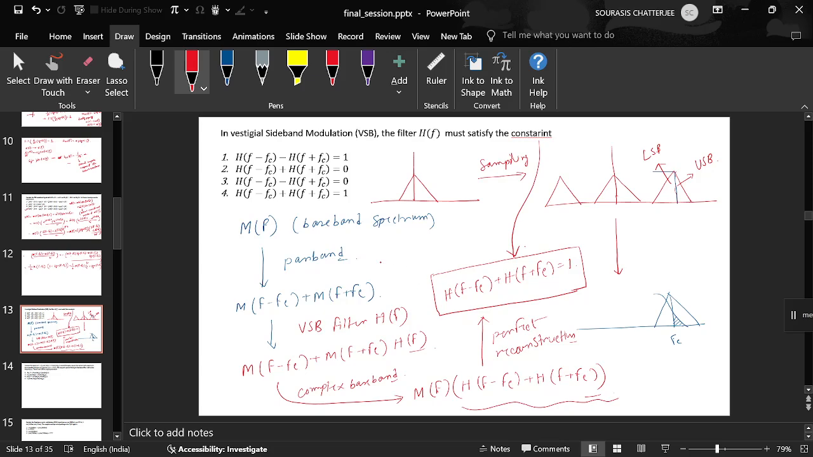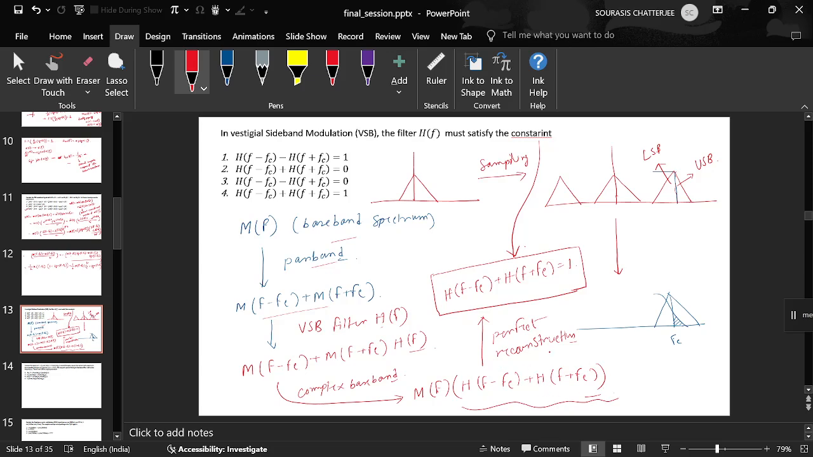So again, this is the baseband spectrum. You convert it to passband for transmission. So after you sample, you obtain this. Then you apply your filter, so you obtain this. Then you have to again bring it back to the baseband for processing purposes. So this leads to this expression here.